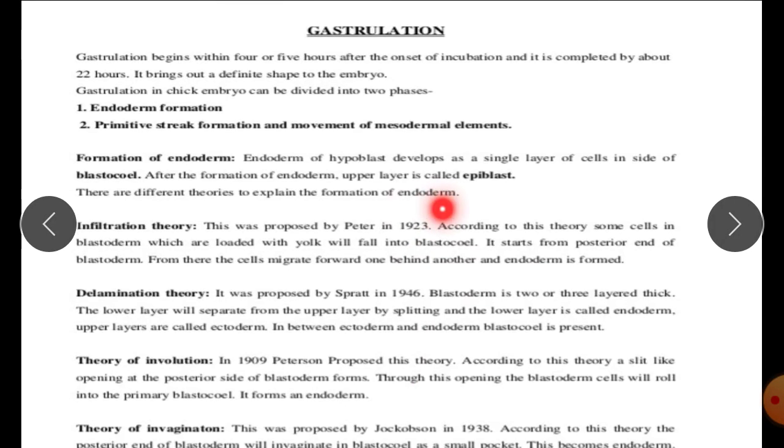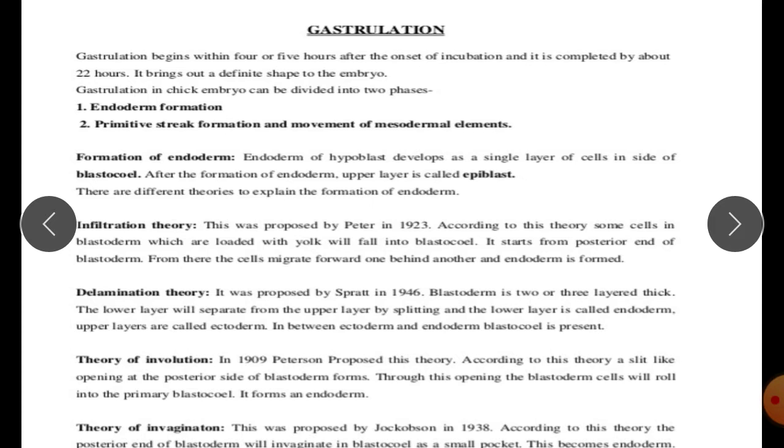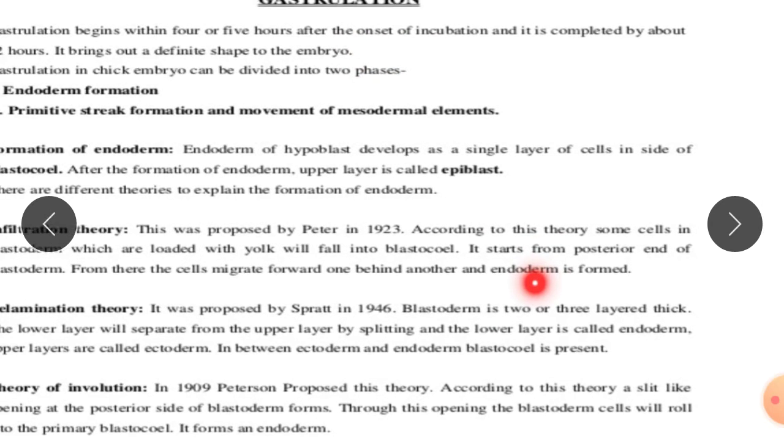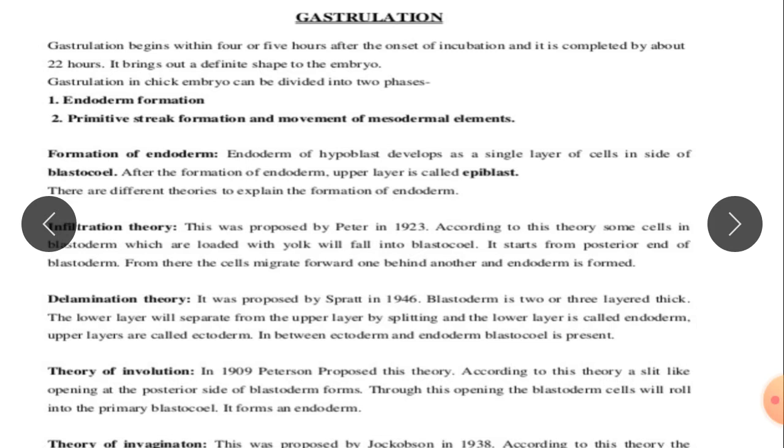So gastrulation is also not there in your syllabus, but to be aware of this stage, we should understand some processes that occur during gastrulation. Gastrulation begins within 4 or 5 hours after the onset of incubation and it is completed by about 22 hours. It brings out a definite shape to the embryo.